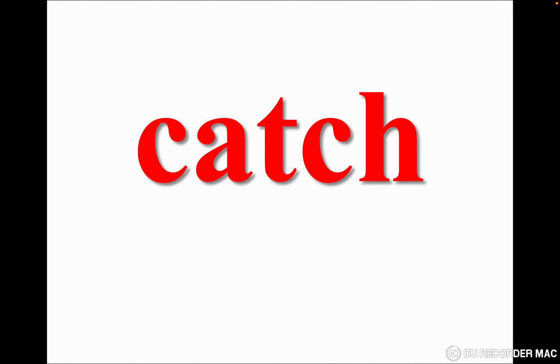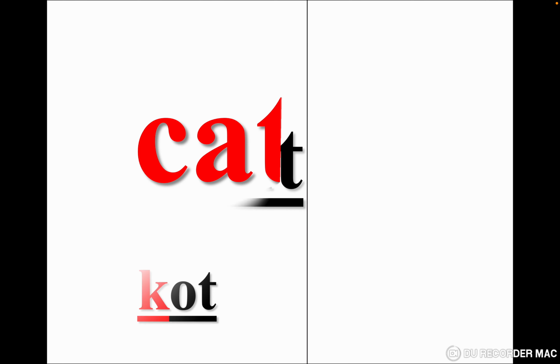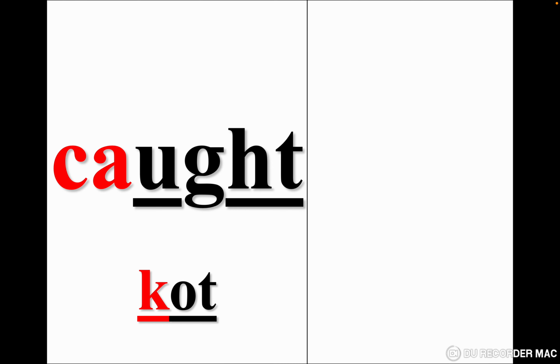Let's continue. Catch. So let's see what happened with TCH. We change TCH to UGHT, but we don't pronounce it "cout," we pronounce it "caught." I caught, you caught, he caught, she caught, it caught, we caught, they caught. Let's go to the next verb.